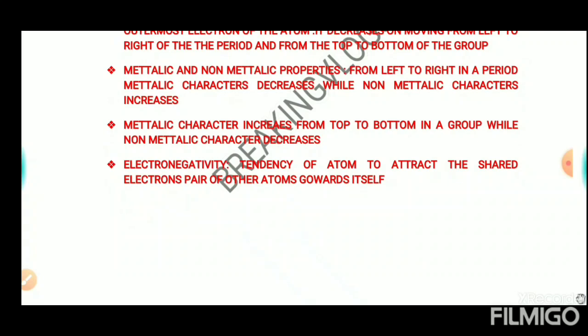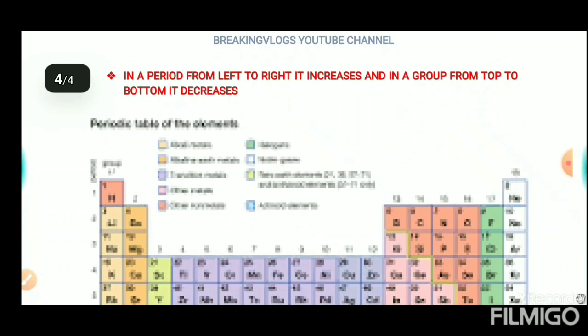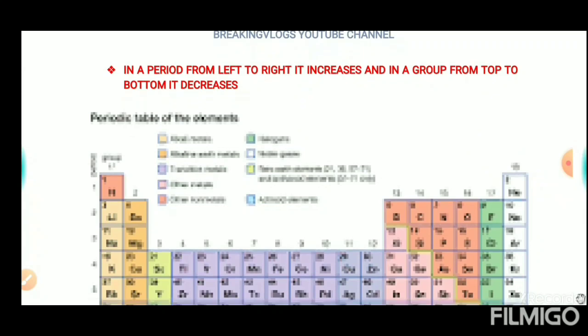Another trend observed in the periodic table is electronegativity. Electronegativity is the tendency of an atom to attract the shared electron pair of other atoms towards itself. This is known as electronegativity. In a period from left to right, it increases, and in a group from top to bottom, it decreases.